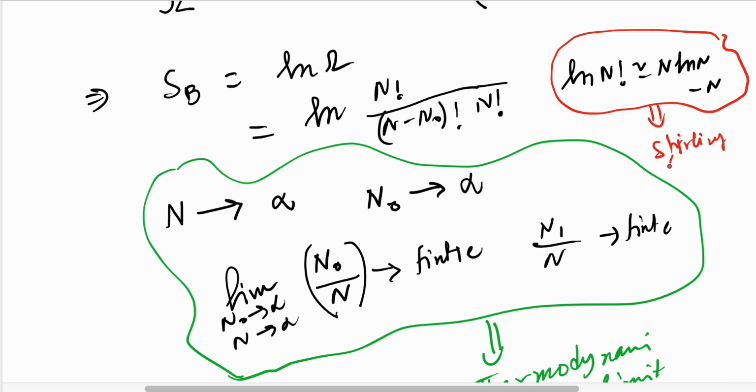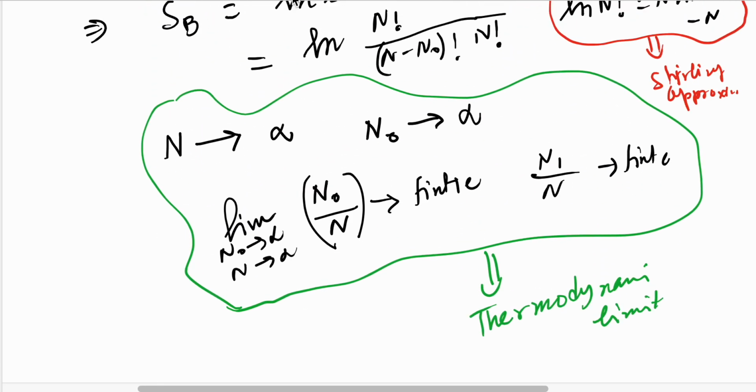Stirling approximation. And when is it valid? It is only valid when n is very large. If n is very large, then we can do this approximation, which is called the Stirling approximation. Now since we are in the thermodynamic limit, all the quantities are going to infinity. That means we are in safe hands, and we can apply this Stirling approximation.